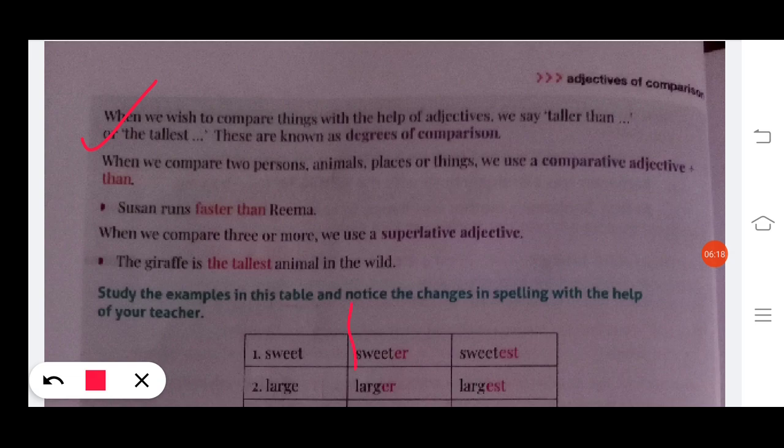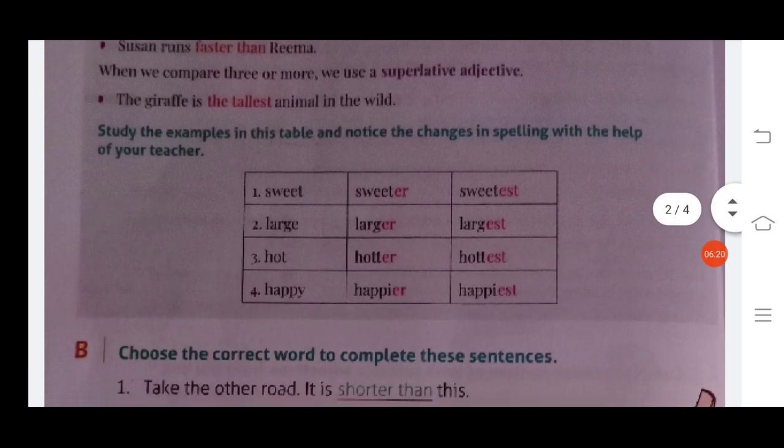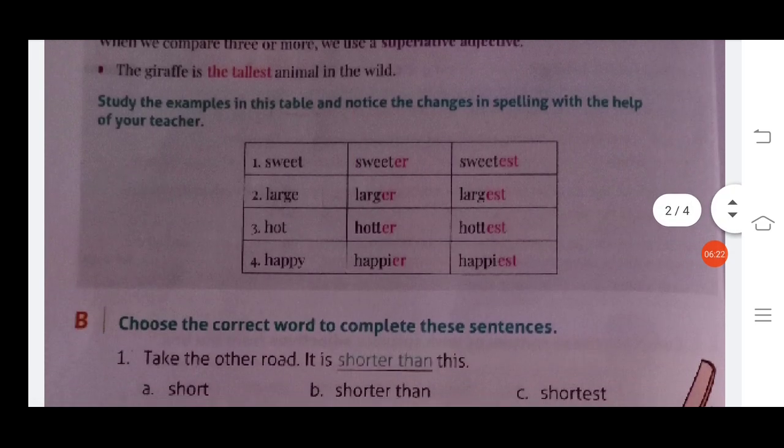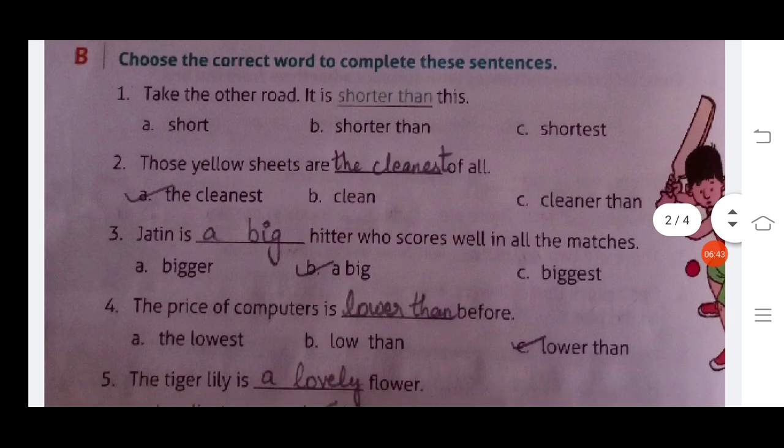Now study the examples in this table and notice the changes in the spelling with the help of your teacher. Number 1, sweet, sweeter, sweetest. Number 2, large, larger, largest. Hot, hotter, hottest. Happy, happier, happiest. So we move on to exercise B. Choose the correct word to complete these sentences.